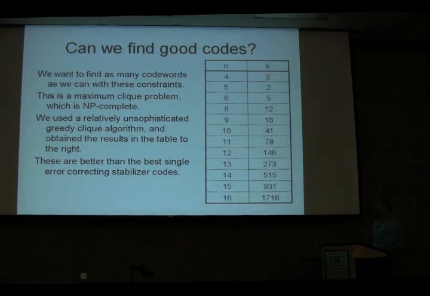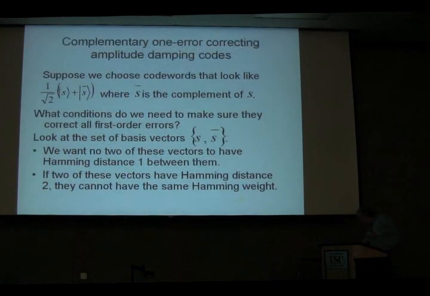So what did we do? We looked for code words. How do we look for code words? Well, it's a maximum clique problem. We're trying to throw things of the form S plus S bar into our code, and we have conditions on pairs of these that say either this can go in or this can go in, but not both, and you want to find the most things you can stick in. So that is a maximum clique problem.